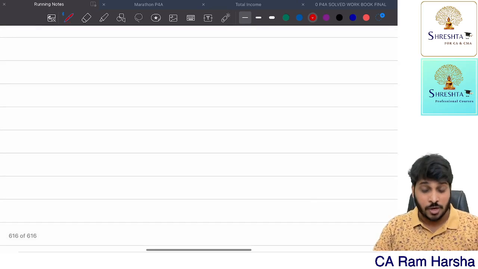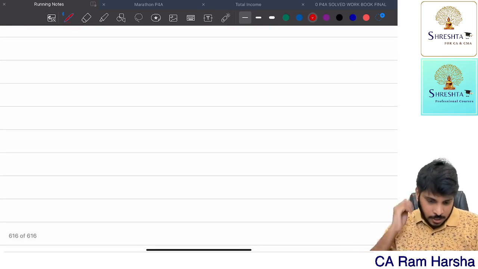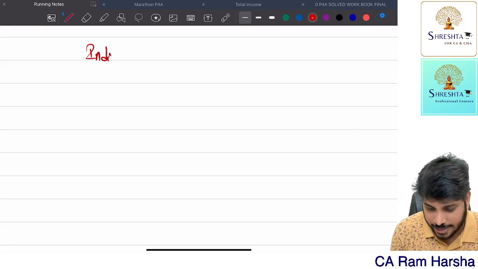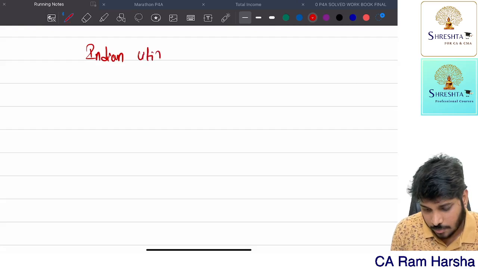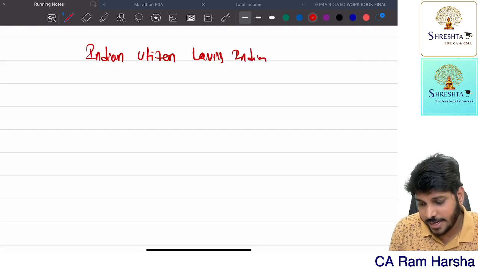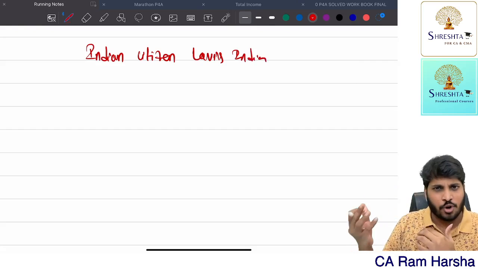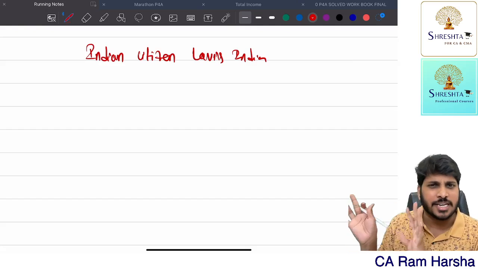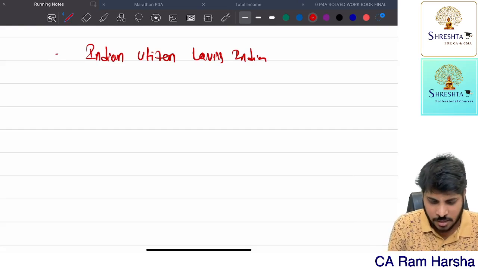Okay. Now let's go further. Now there are 3 cases: Indian citizen leaving India. Leaving India for employment means he wants to go abroad and settle there, either for job or business, whatever. For some work, he is leaving India. He is leaving India permanently.